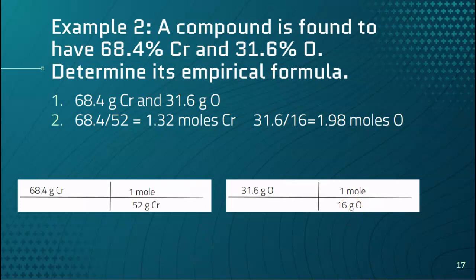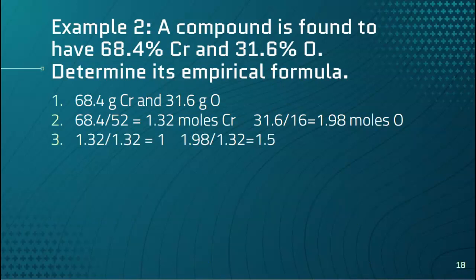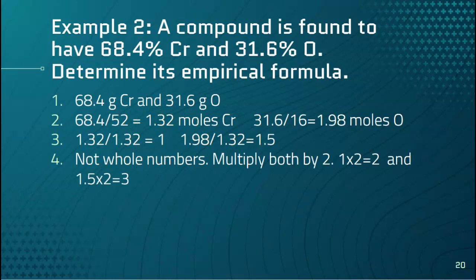Well, 1.32 is smaller, so for my step 3, I'm going to divide both of them by 1.32. So this means I'm going to get 1 here, and when I do this, I end up getting 1.5. Ooh, not whole numbers. So I've got to figure out what I would multiply them both by to make them whole numbers. And hopefully you can figure out here that we would need to multiply this by 2, which means we have to multiply everything by 2. So 1 times 2 is 2, and 1.5 times 2 is 3. Aha, so there we go. For every 2 chromium, we're going to have 3 oxygen. And so that's what we put in there, chromium 2, oxygen 3.